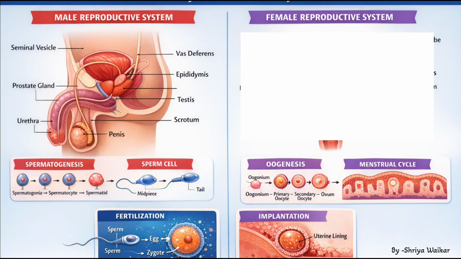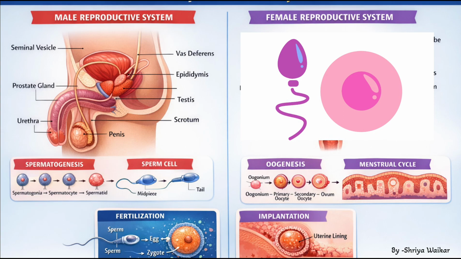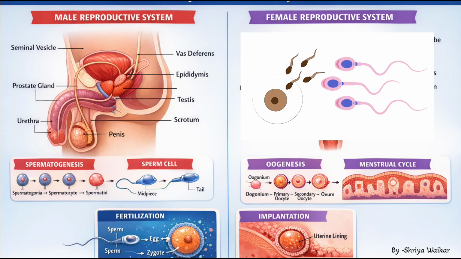Then maturation phase, with meiosis 1 it will give rise to the secondary spermatocyte, and meiosis 2 will form the spermatid. Then spermiogenesis, where spermatid becomes spermatozoa. Then spermiation, release of the sperm into the lumen.